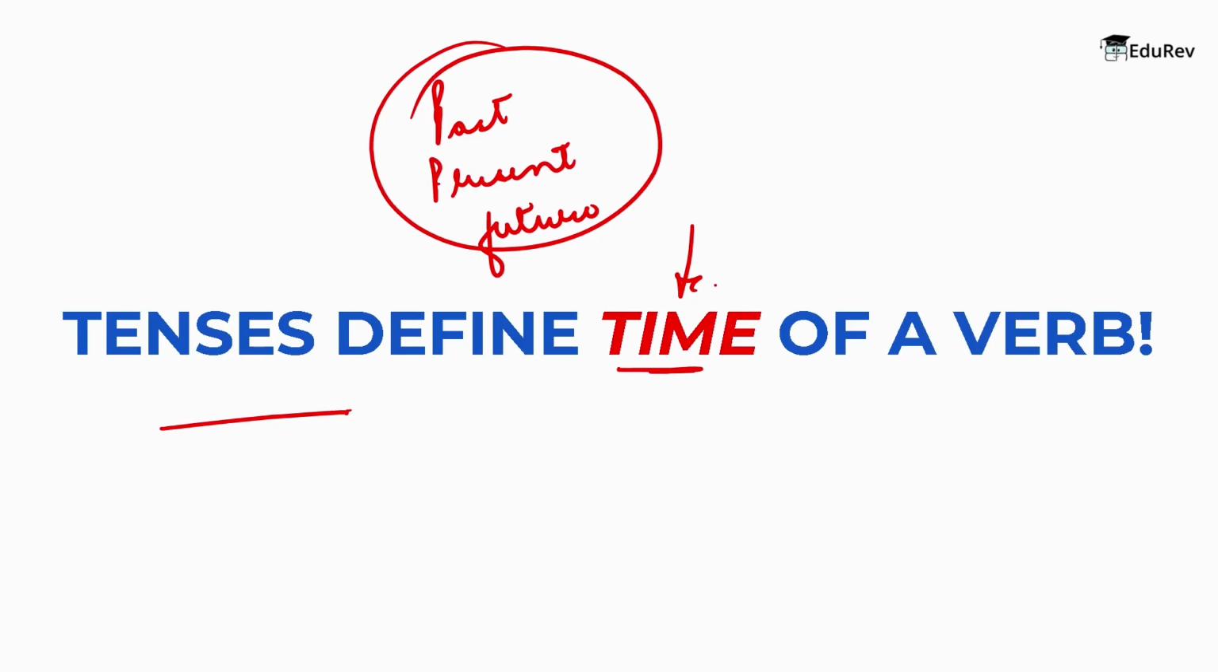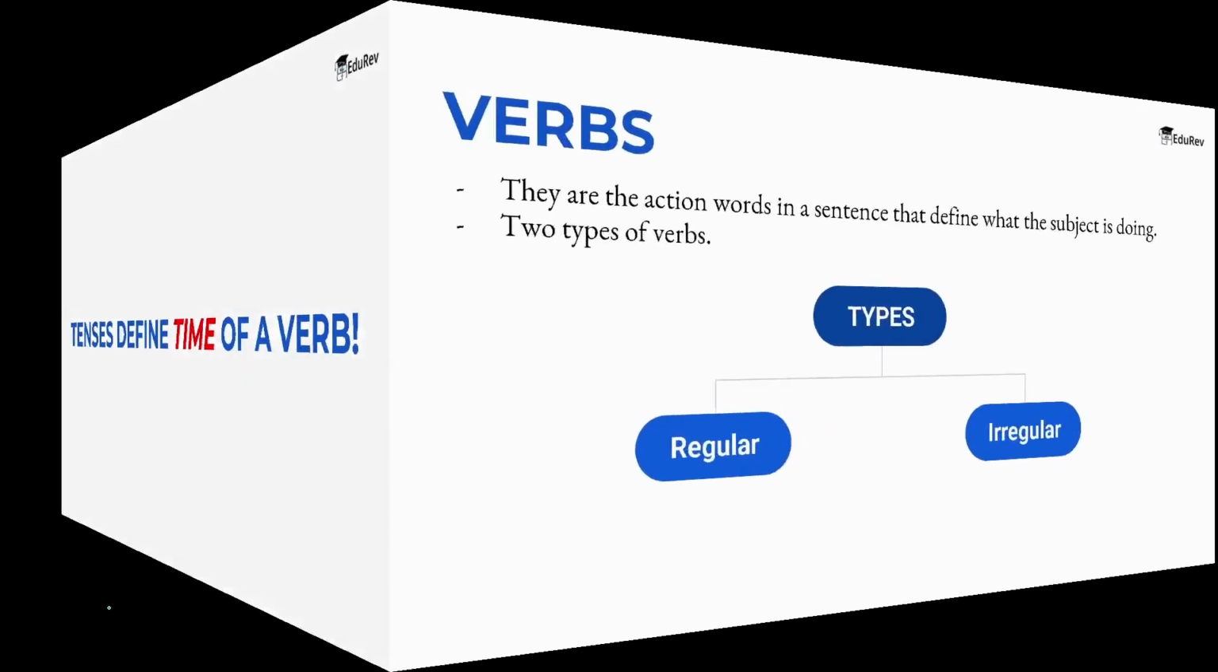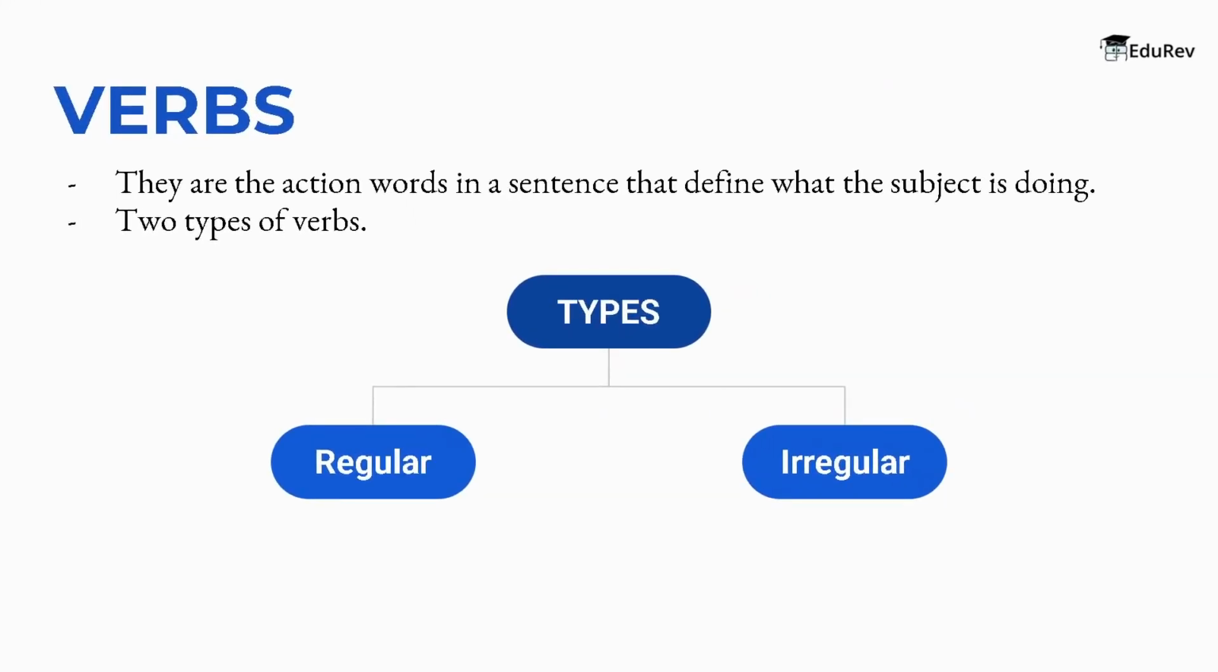So let's see what basically verbs are first of all. Because in the definition of tenses itself, we use this word, that is a verb, right? So we should know what exactly is the meaning of this word, that is your verb. So let's move and see what your verbs are. Now verbs are your action words, okay? So verbs are what? They are your action words in a sentence that describe what the subject is doing. So what exactly is a verb? A verb is going to tell me what the subject, or you can say a person, a place or thing, whatever is in the question, what that particular subject is doing.